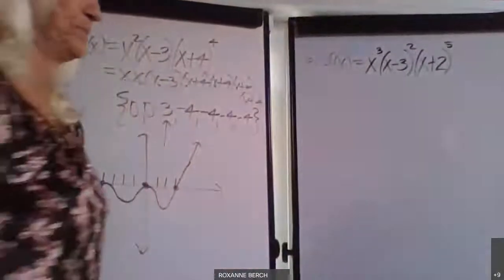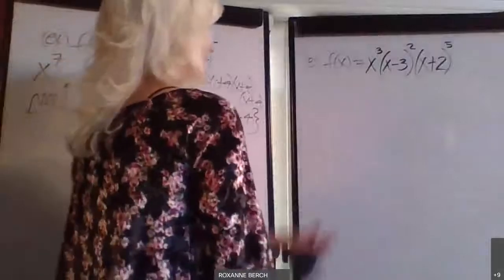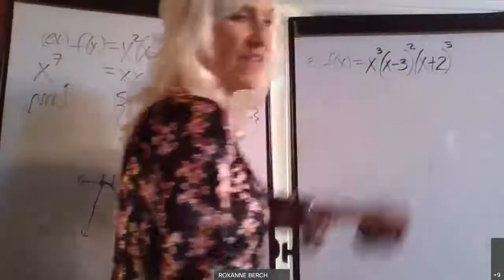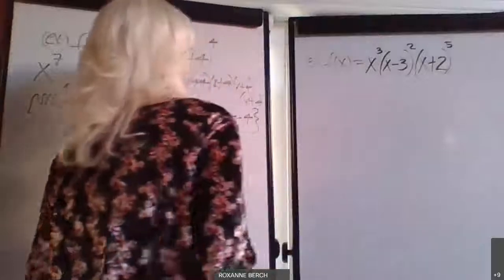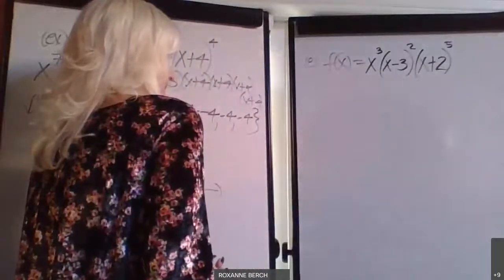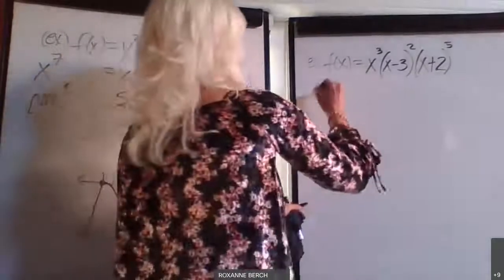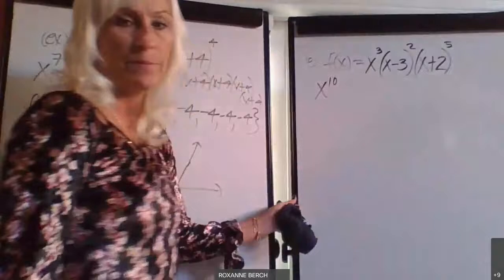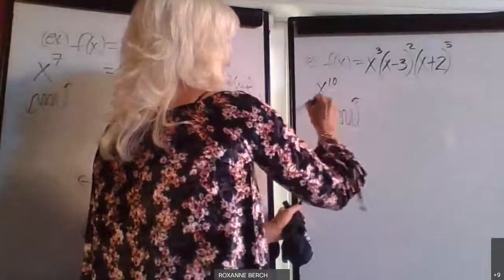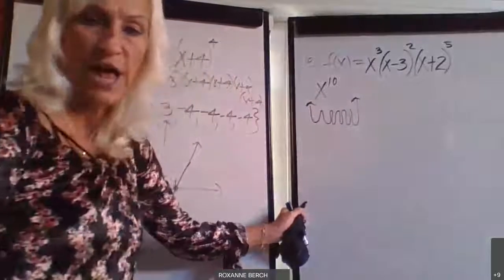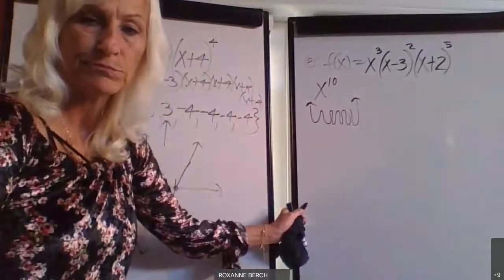What's the degree? You have 3 of those, 2 of those, 5 of those. What do you think the degree is? 10. X to the 10th. What do you know about an even? Isn't it up on both ends with a bunch of turning points? Yes. And we don't even care about this part. We just care that it's up on both ends.